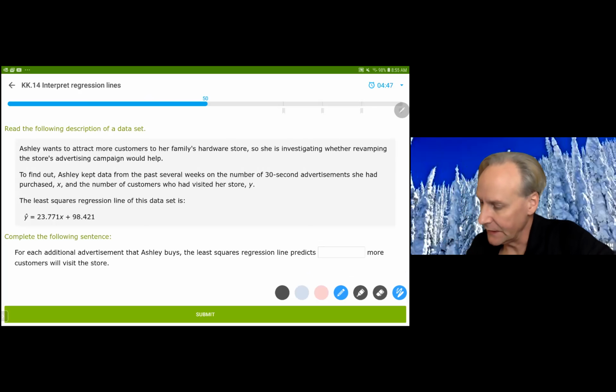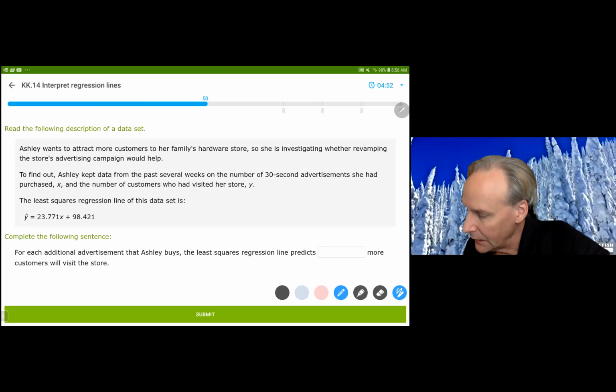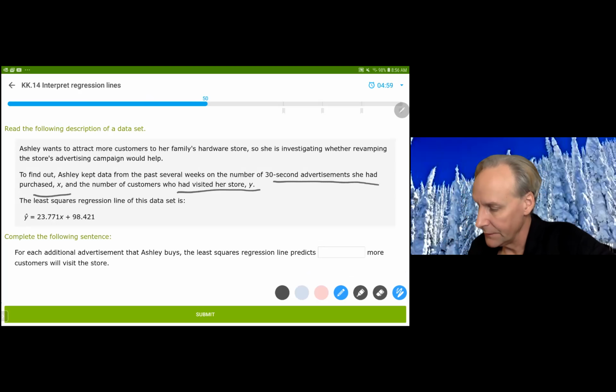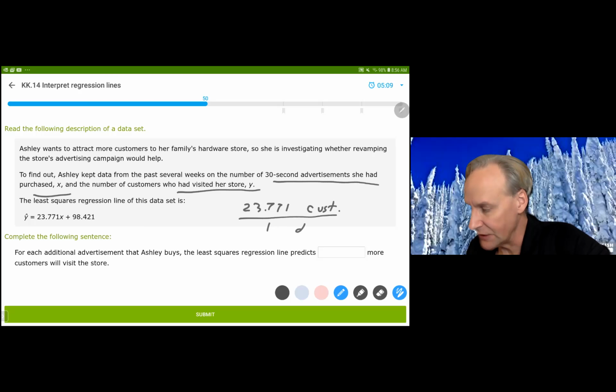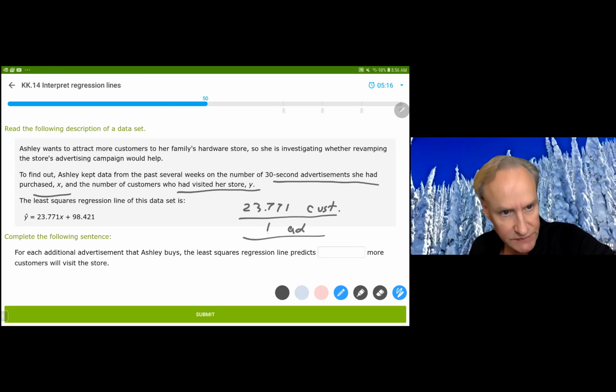All right, well, let's see. Now this time, these are 30-second advertisements, x, and the number of customers who visit her store. So the slope, 23.771, are the number of customers, and the x, one for each ad. So we expect that she's going to see about 24 more customers for each ad that she purchases, with a base of 98 people that come in.